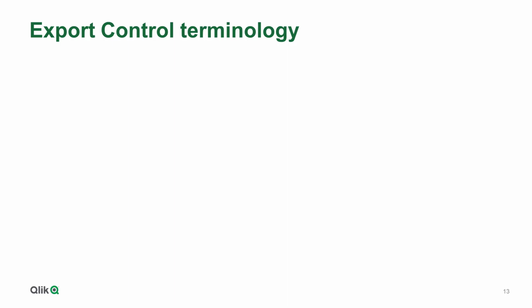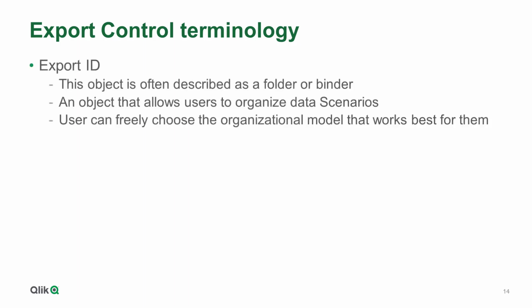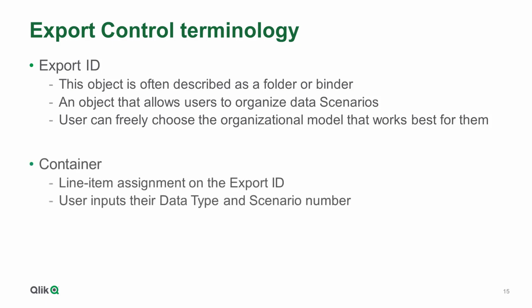Before sharing how-to content, there are two terms that warrant some attention: export ID and container. An export ID can be thought of as a folder or binder, basically an object that allows users to organize their data scenarios. There is no right or wrong way to manage export IDs, and it's up to the user to choose the model that works best for them. A container is a line item on the export ID. This is where the user inputs their data type and scenario number.